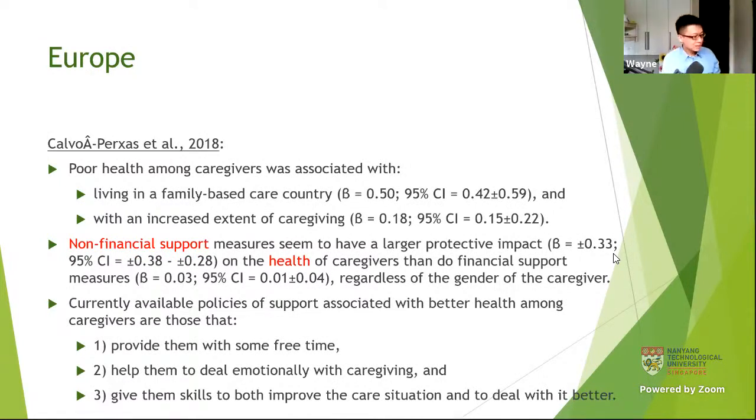Third point, currently available policies of support associated with better caregiver health are those that, number one, provide these caregivers with some free time. Number two, help these caregivers deal with the emotions associated with caregiving. And three, empower these caregivers with skills to improve the care situation. These are policies, according to the authors, among those 12 European countries that seem to come together with better caregiver health.